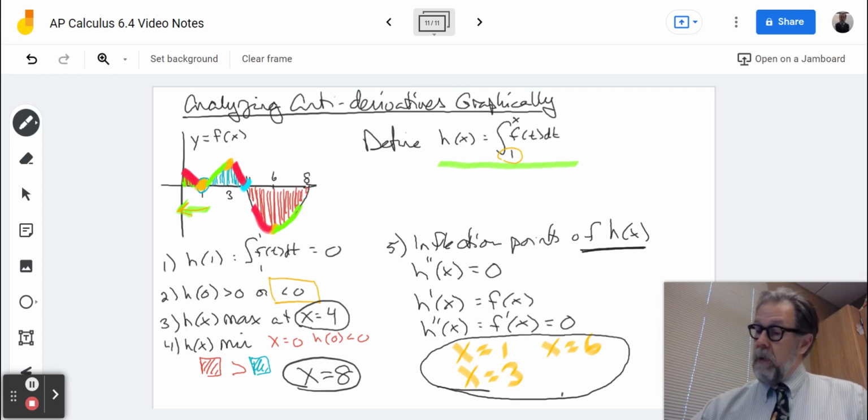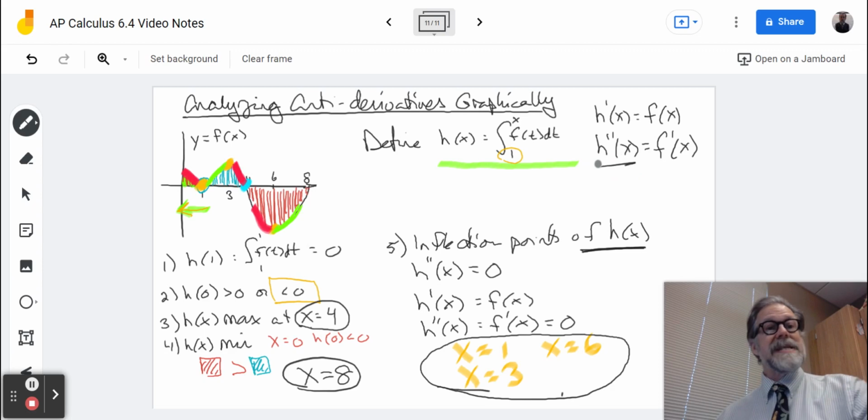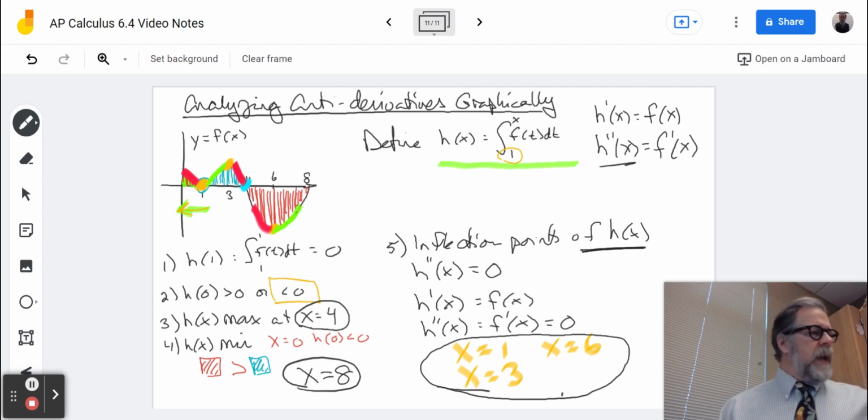So useful things to remember: if h of x is an integral, then the derivative of h of x is just the function, which means that the second derivative of h of x is the derivative of the function. And of course, I can just look at a graph and tell, hey, look, the derivative is going up, that's going down. And so that gives me the second derivative of the initial function. All right, there is a quick example.